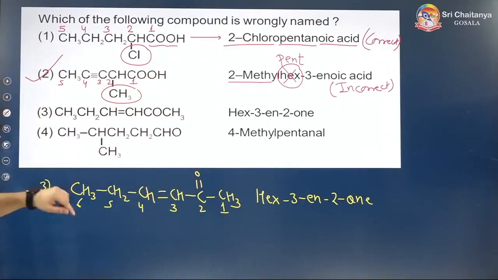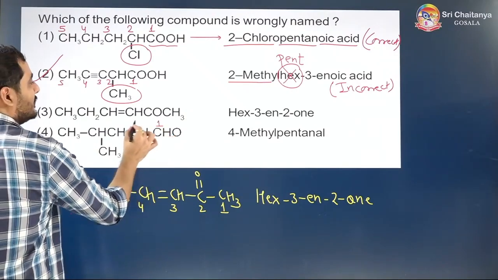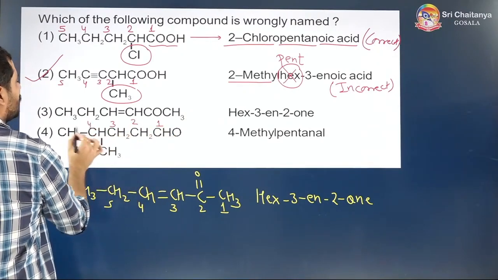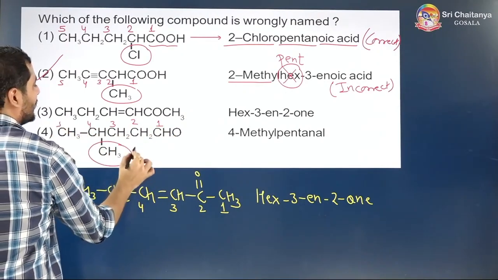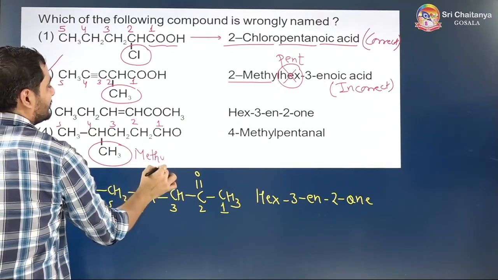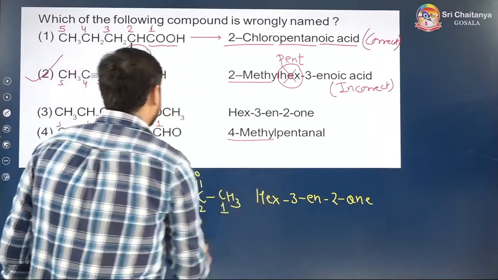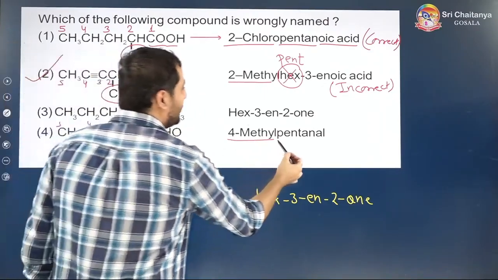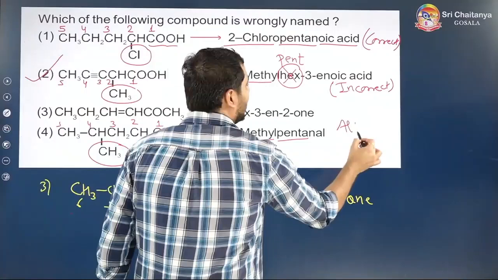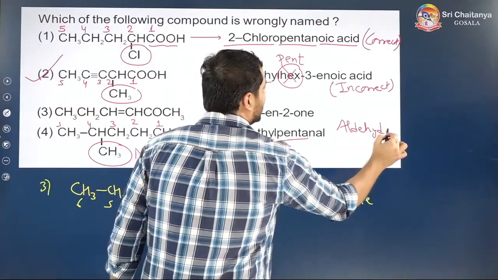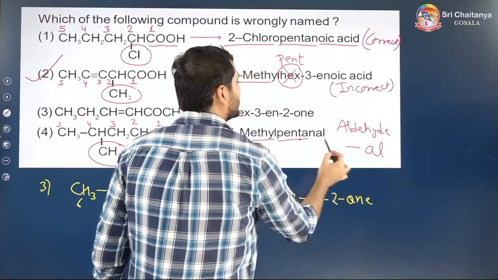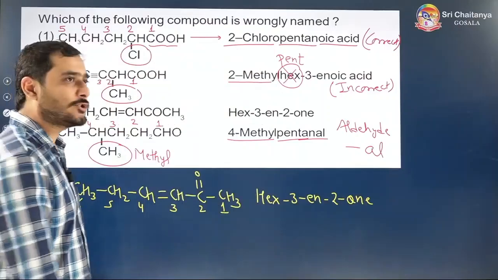Now let us move to the fourth option. If we write the fourth, an aldehyde is given. So 1, 2, 3, 4, 5. What substituent is present here? Methyl. At which position is the methyl given? Fourth position. So it is 4-methyl, correct. For 5 carbon atoms, what is the word root? Pentane. And for aldehyde, what secondary suffix is used? Al. So it is pentanal. So this is also correct.